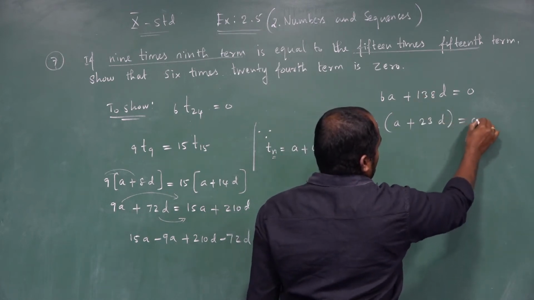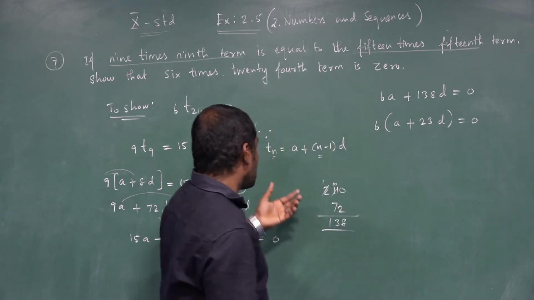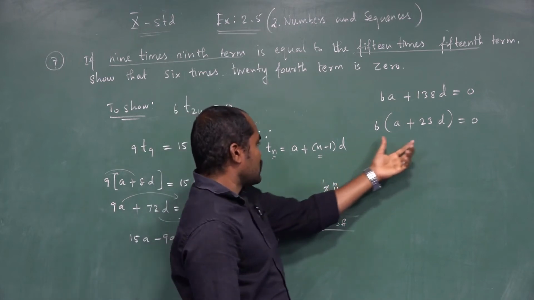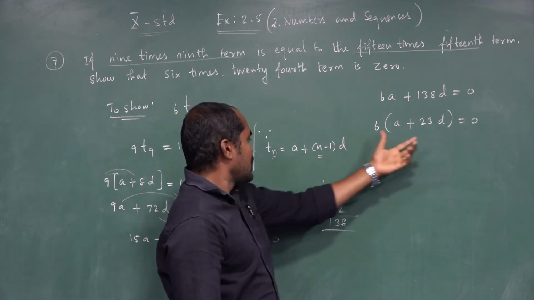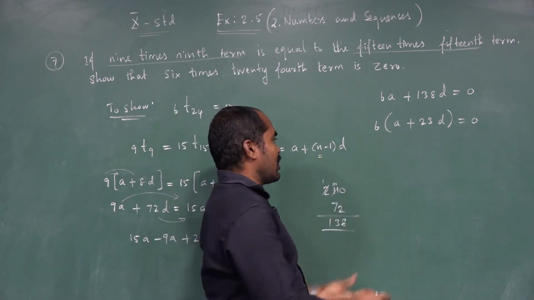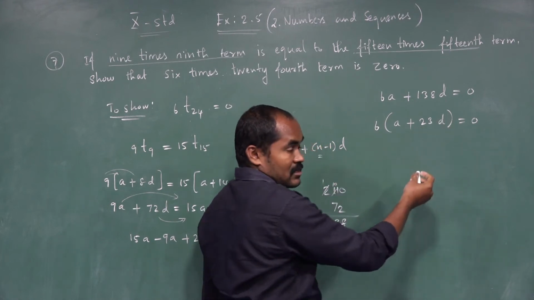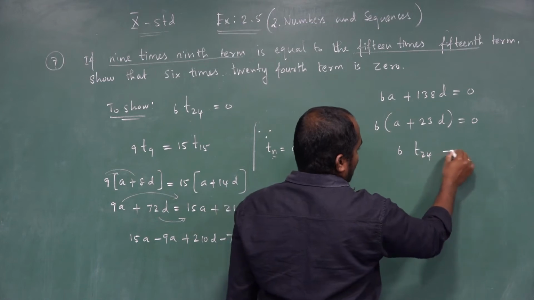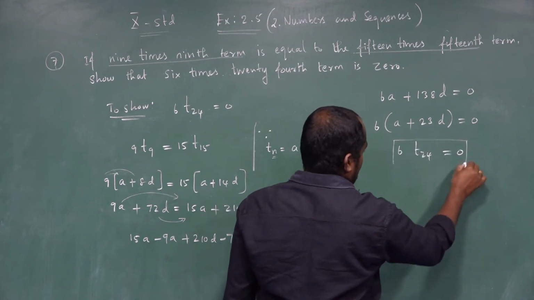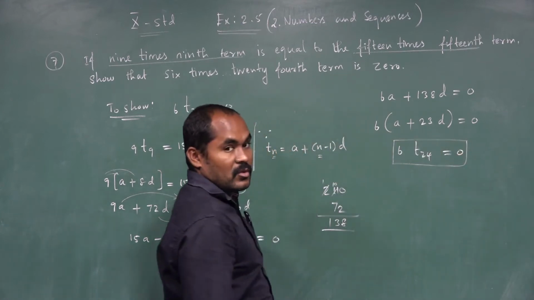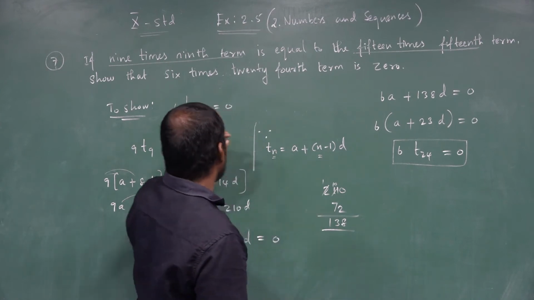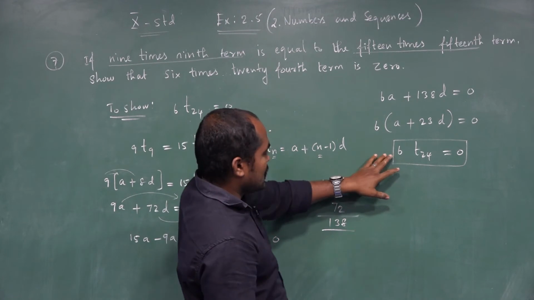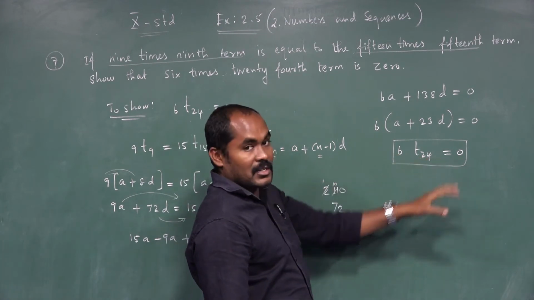So 6 of a plus 23d equal to 0. Look, the Tn form is a plus n minus 1 into d. So this is also a plus 24 minus 1 into d form, and 24 minus 1 is 23. So 6 times T24 equal to 0. Hence we have shown that 6 times T24 is equal to 0.